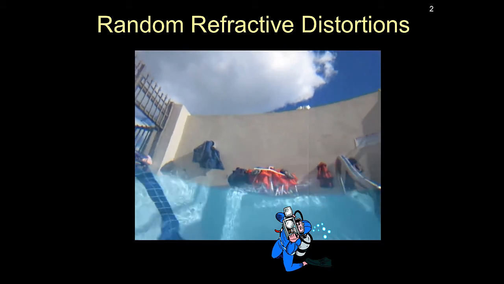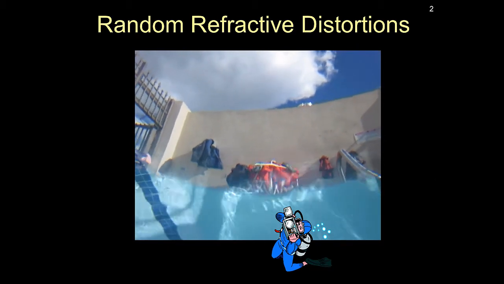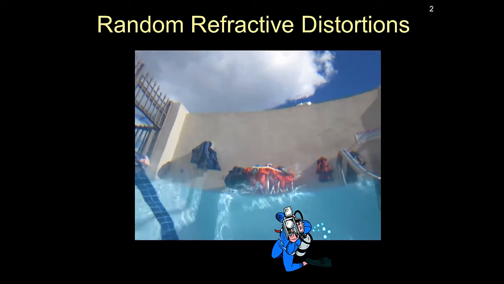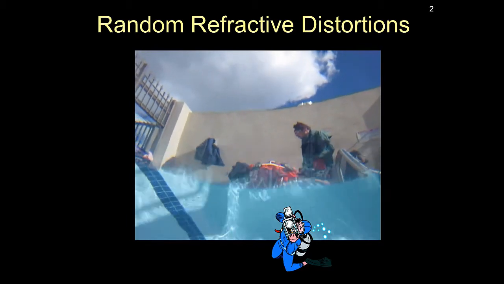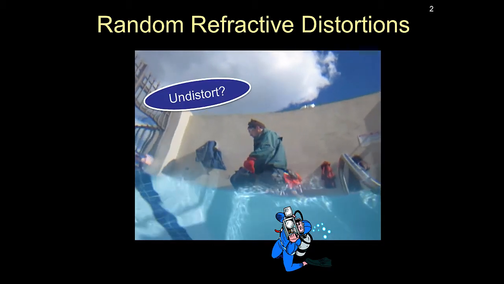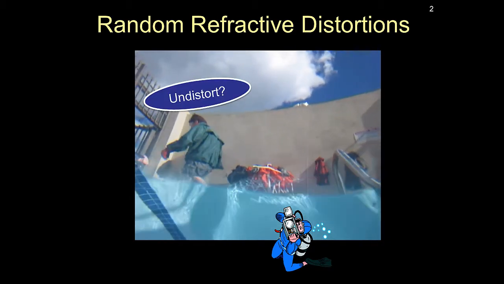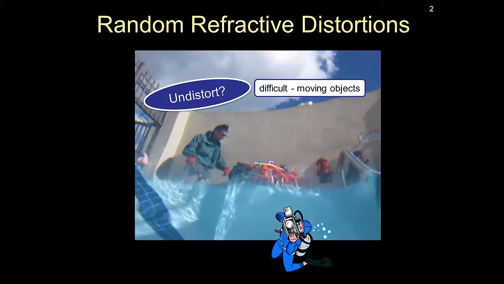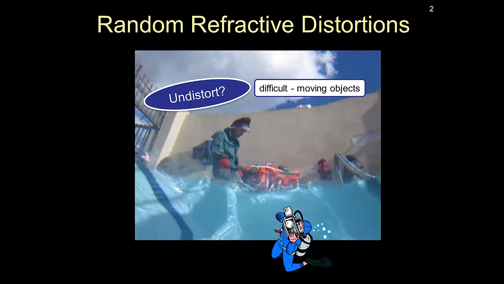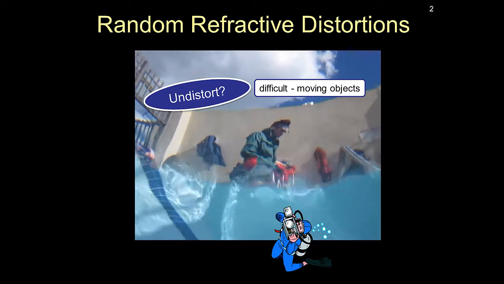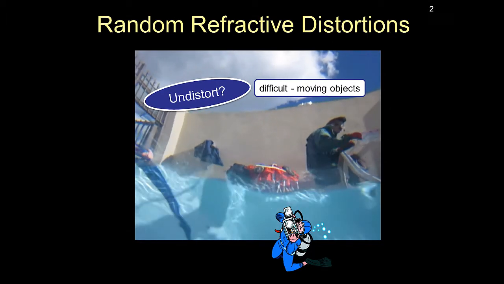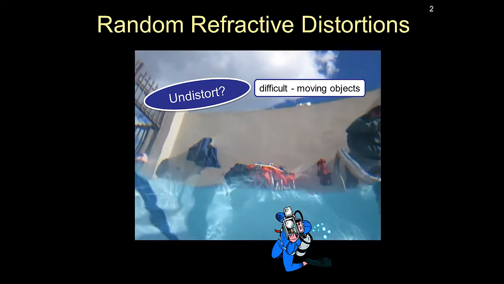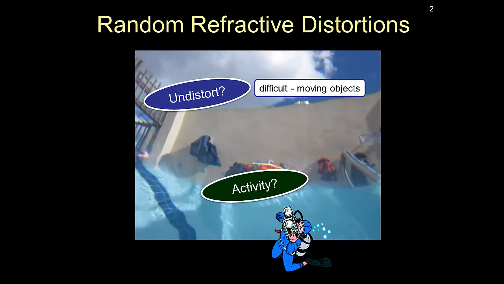Now, think of applying some computer vision tasks to this challenging video. What is the first thing you would want to do? The first thing that comes to mind is to undistort these images. However, it is difficult if there are moving objects in the scene, as you can see here. So, what else can we do? The subject of interest here is actually the person walking. This is interesting because it reveals activity.